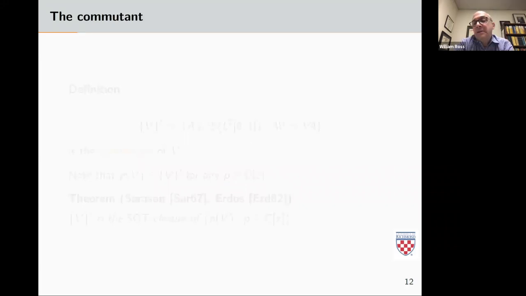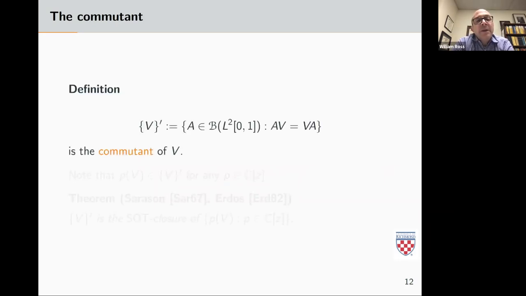The commutant of the Volterra operator, or any operator. So all the operators I'm going to be studying in these lectures, I'm going to compute the commutant just because it's interesting. So V with a little prime on it is going to denote the commutant. And these are the operators A that commute with V. Certain obvious elements of the commutant are any polynomial in V. So certainly V commutes with itself, as does V squared and V cubed, and the identity operator commutes with V. So any polynomial in V will commute with V.